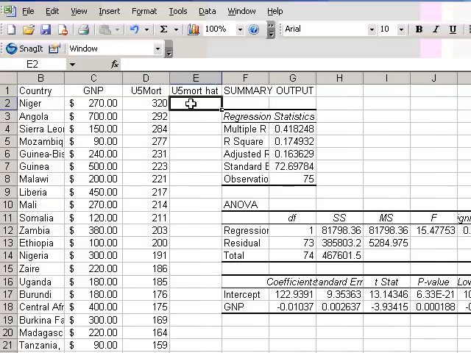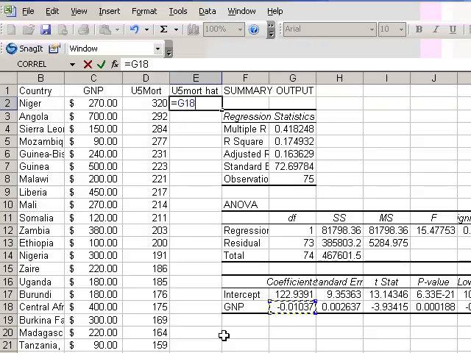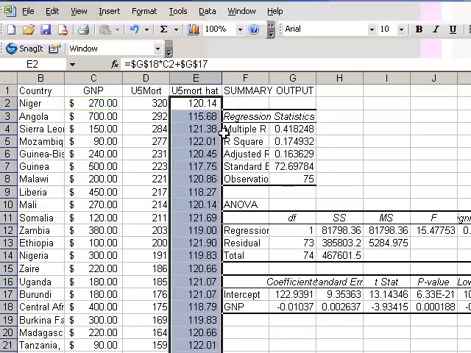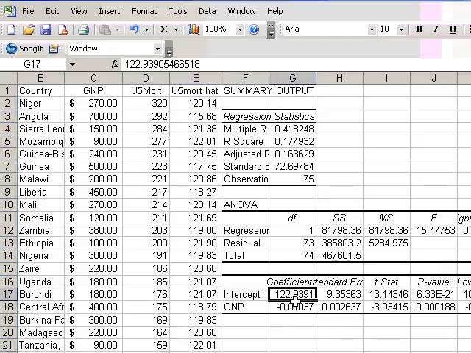But let's see what we're doing in our prediction when we calculate U5 mort predicted, or HAT. The value of U5 mort predicted is equal to the coefficient for GNP, which we'll fix with an F4, times, for this first country, Niger, $270, plus the intercept, which we'll again fix with an F4. And when we hit enter, and if I click this all the way down, I have the predicted value for each country based on the regression coefficients here.